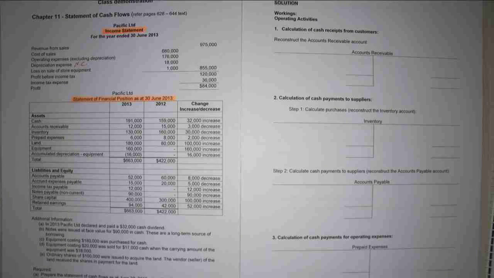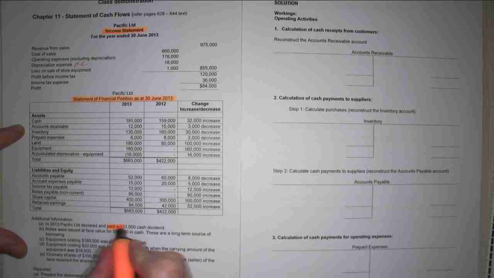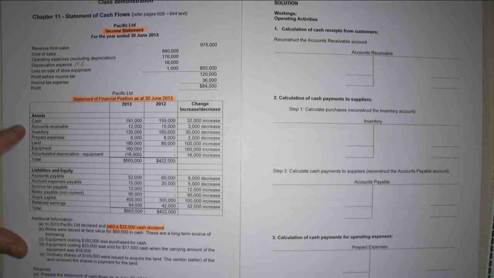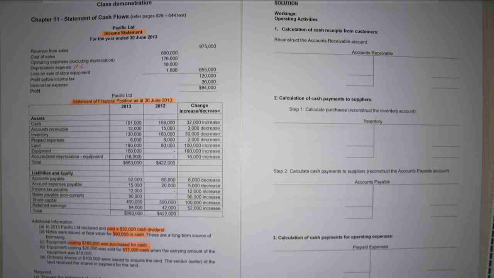In 2013, Pacific Limited declared and paid a cash dividend of $32,000. Notes were issued for a face value of $90,000 in cash. These are long-term sources of borrowing. Equipment costing $180,000 was purchased for cash. So it's telling me a lot of stuff here. Equipment costing $20,000 was sold for $17,000 cash, when the carrying amount was $18,000, and ordinary shares of $100,000 were issued to acquire land. The vendor of the land received the shares as payment for land.